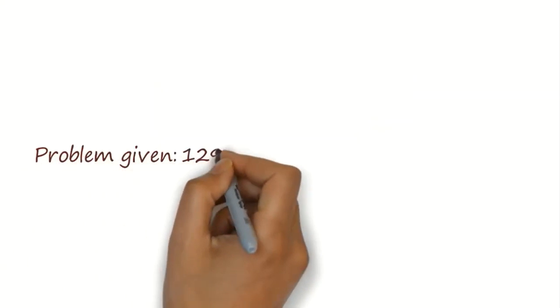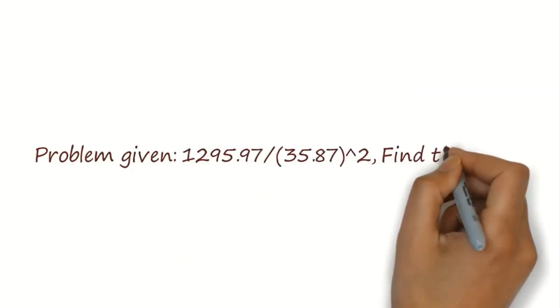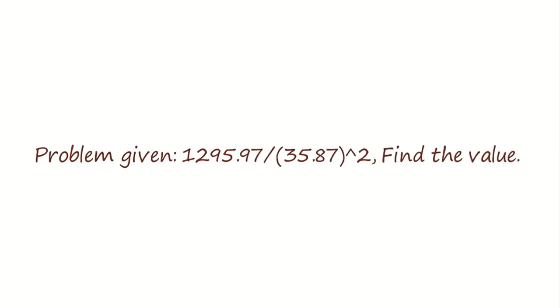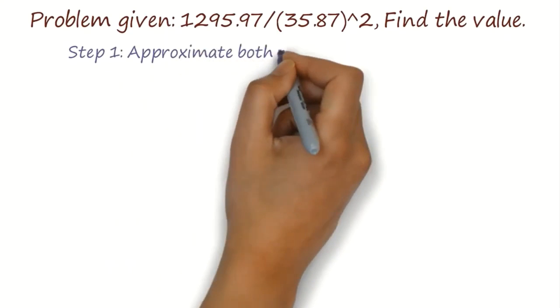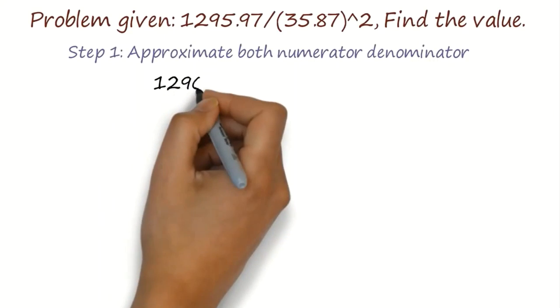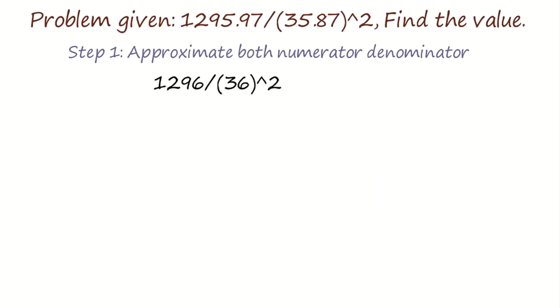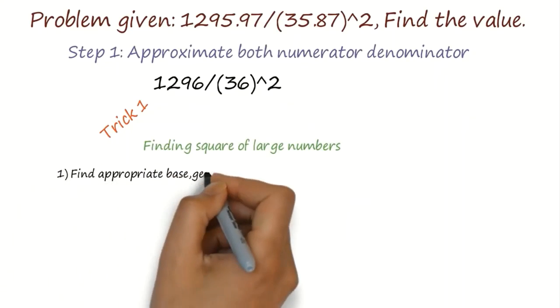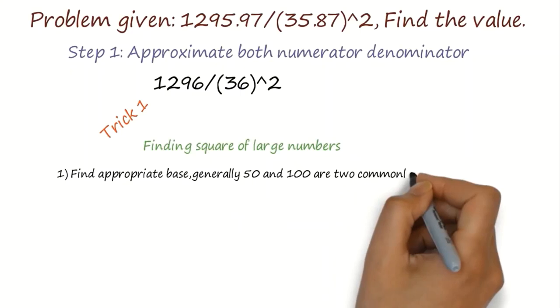Let's consider the problem 1295.97 divided by 35.87 square. The first step is to approximate both numerator and denominator. I will apply a trick to find the square of 36. The next step will be finding the appropriate base. Generally, you will have 50 or 100 as base values.